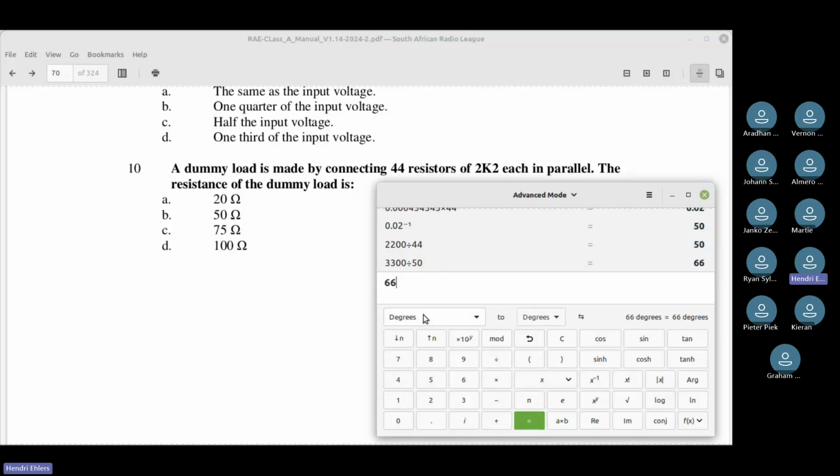So if we take 66 times 50 and we do that to it, and we do that to it again, we get 3,300 ohms. Okay, 100%. Your way works well.